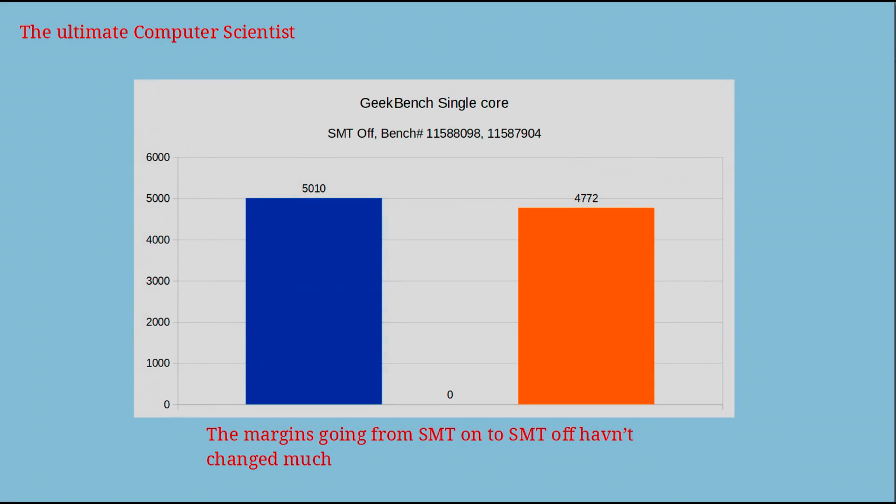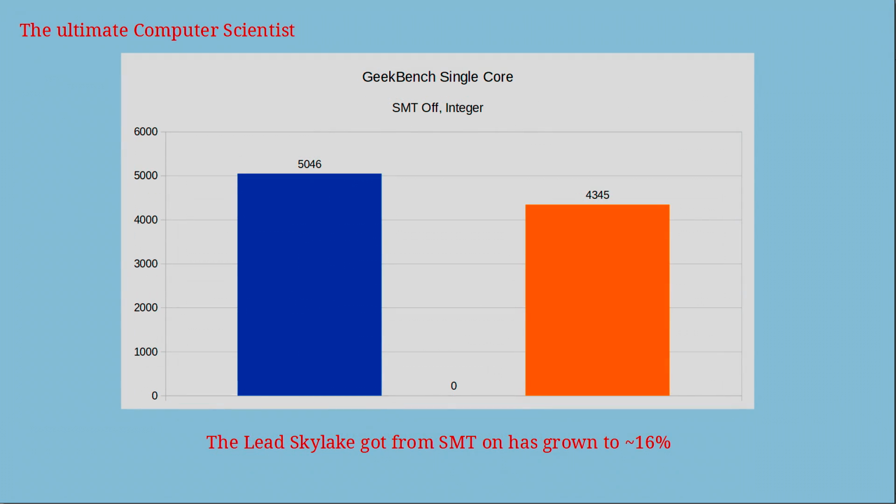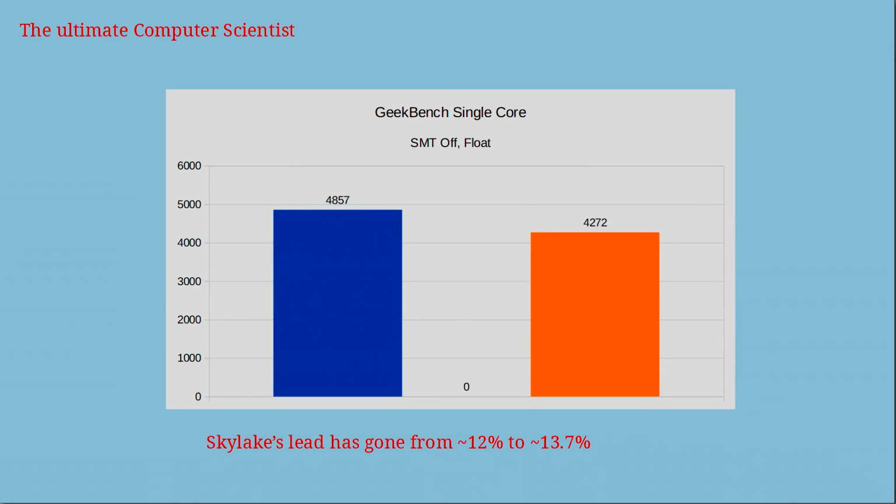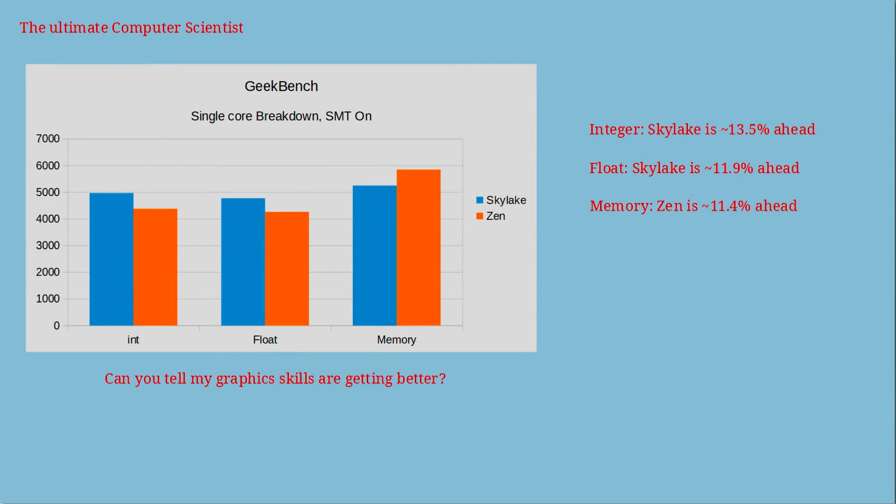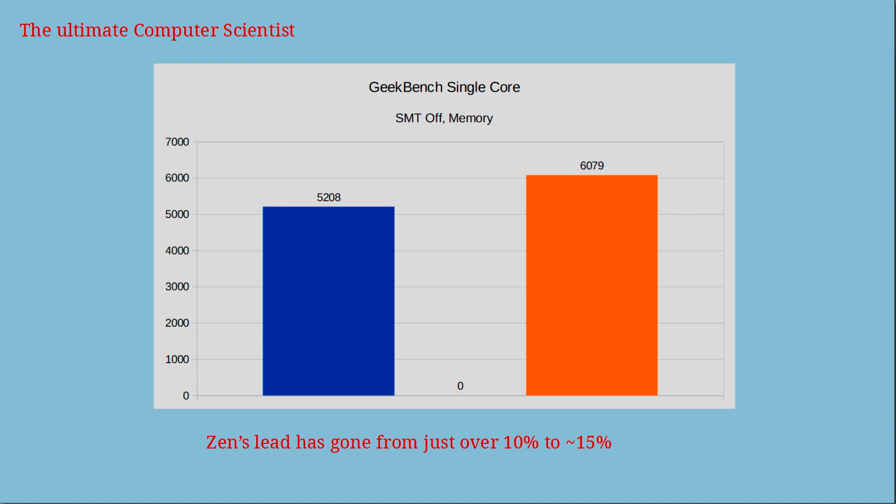Looking at Geekbench single core, the margins are exactly the same overall, but again, under the hood is interesting. So the margins are the same, however, with SMT disabled, Intel's integer performance lead has extended as before. Before, Intel had a near 13% lead. Now, that lead has expanded to just over 16%. Also, the float performance lead has increased by just over 1.5%. That's interesting, but what's maybe even more interesting is Zen's memory performance lead has also extended. Before, AMD was around 10% ahead, and now with SMT disabled, AMD is 15% ahead.